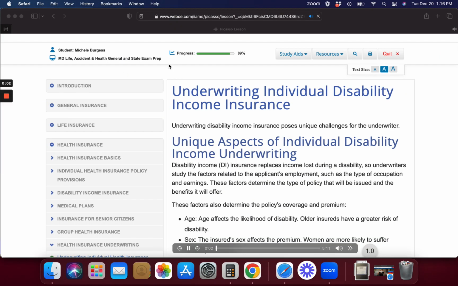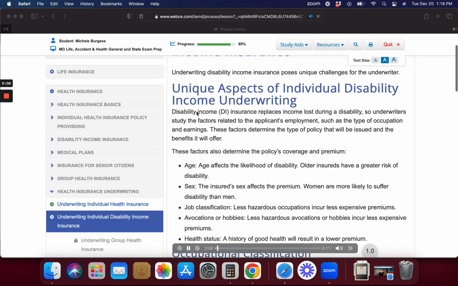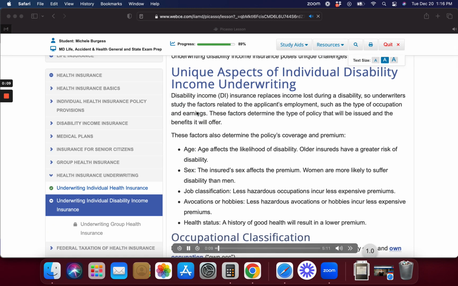Disability income insurance. Underwriting disability income insurance poses unique challenges for the underwriter. Unique aspects of individual disability income underwriting. Disability income, DI, insurance replaces income lost during a disability, so underwriters study the factors related to the applicant's employment, such as the type of occupation and earnings. These factors determine the type of policy that will be issued and the benefits it will offer. These factors also determine the policy's coverage and premium.